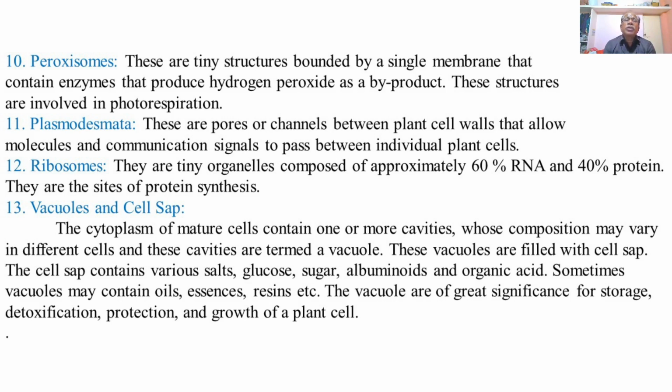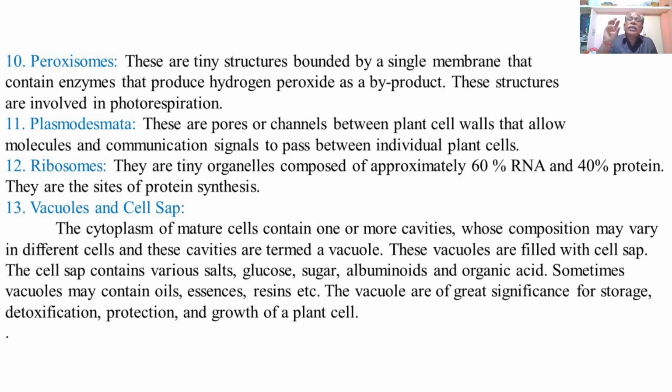Plasmodesmata, these are the pores or the channels present between the plant cell walls that allow the molecules and communication signals to pass between the individual plant cells or the adjacent plant cells. So plasmodesmata are the pores or channels present between the adjacent plant cells, which allow the molecules and communication signals to pass between the individual plant cells. Then ribosomes are also present in the cytoplasm. They are tiny organelles composed of approximately 60% RNA and 40% proteins.